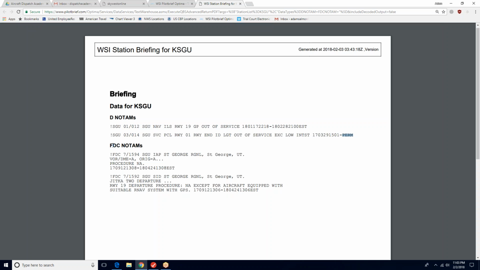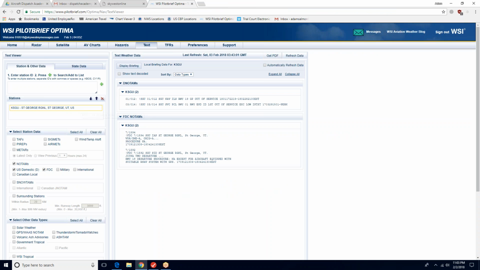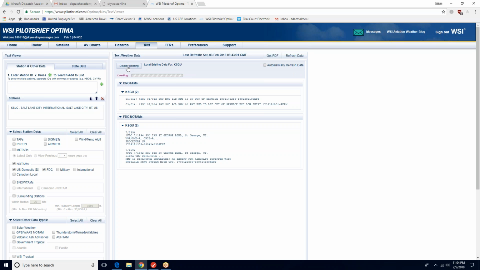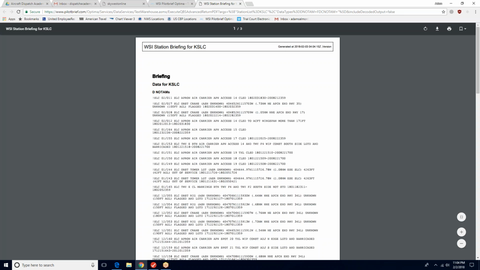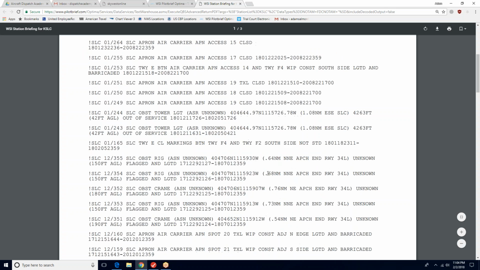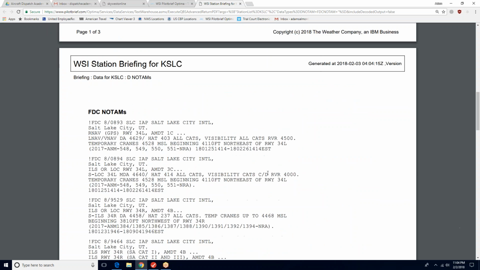We're not going to quite look at the FTC NOTAM stuff yet. I'm going to pull up some NOTAMs for a different airport, and we'll pull up Salt Lake now. I'm going to show you the difference between a little tiny airport and a big airport as far as NOTAMs are concerned. So Salt Lake, you can see my list here, has a lot of NOTAMs.